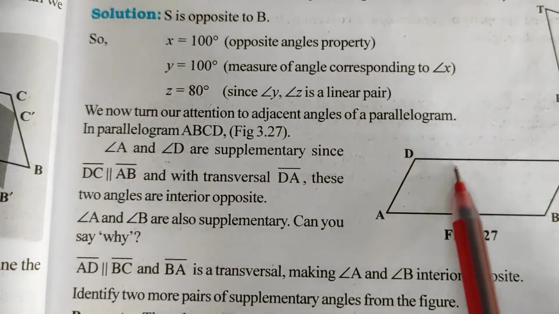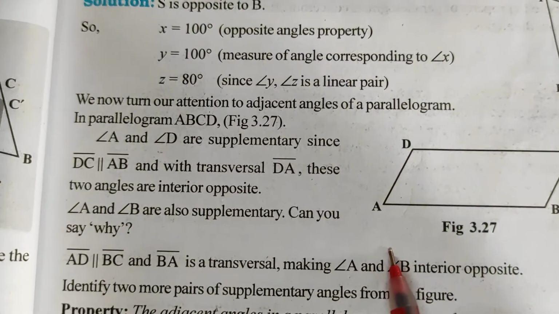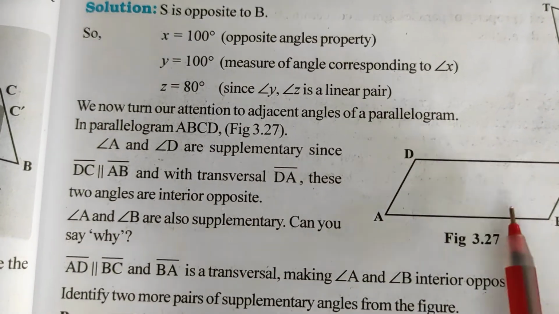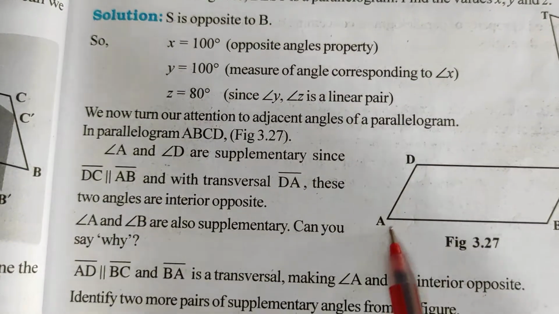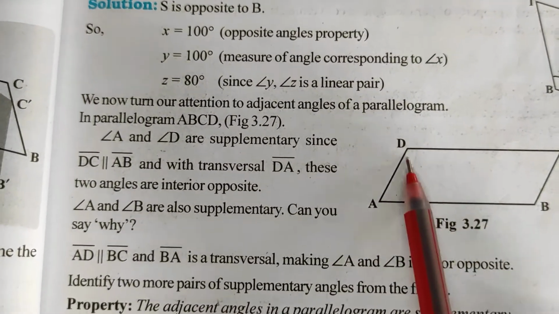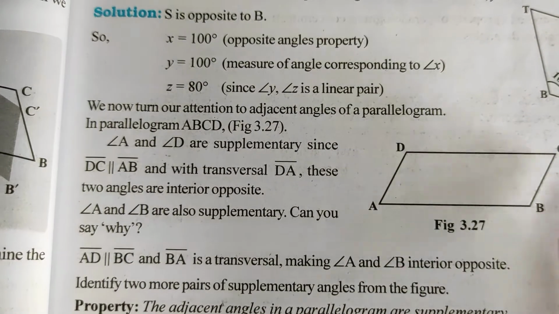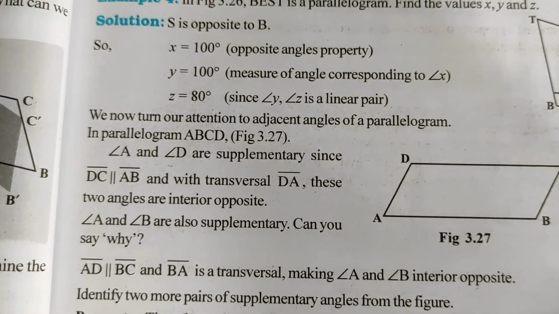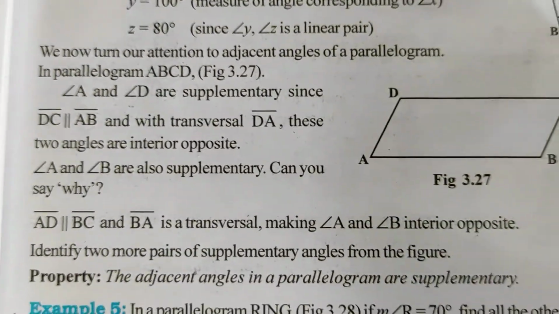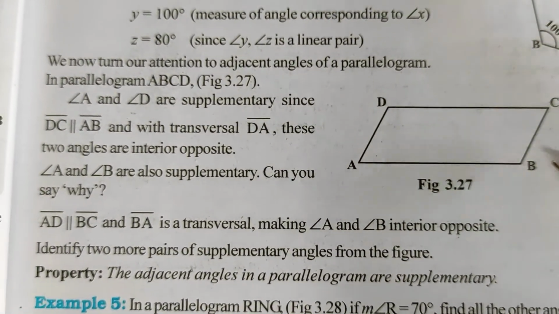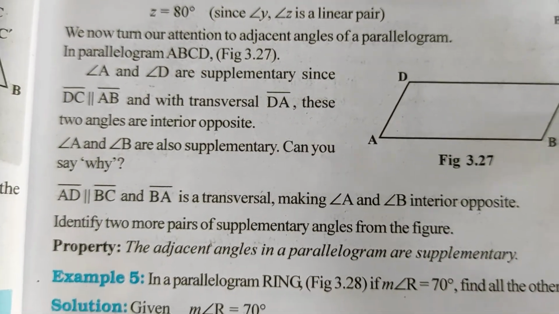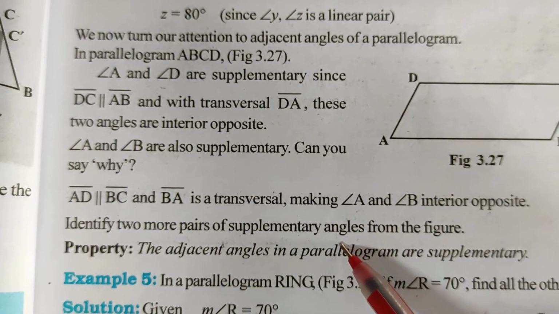With transversal DA, angles A and B are also supplementary. You can see here, these two lines are parallel and this line is a transversal of these two lines. So the sum of the interior angles is always 180 degrees. And so we can say that AD is parallel to BC and BA is a transversal, making angles A and B interior opposite angles. Identify two more pairs of supplementary angles from the figure.